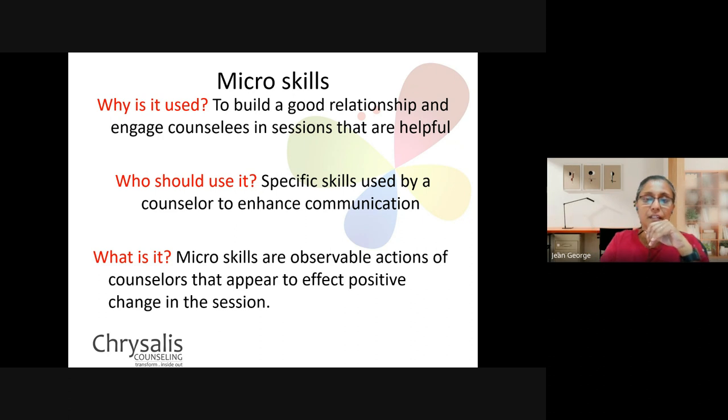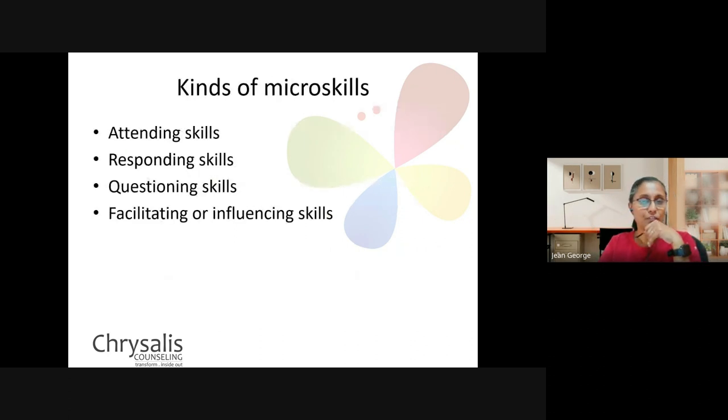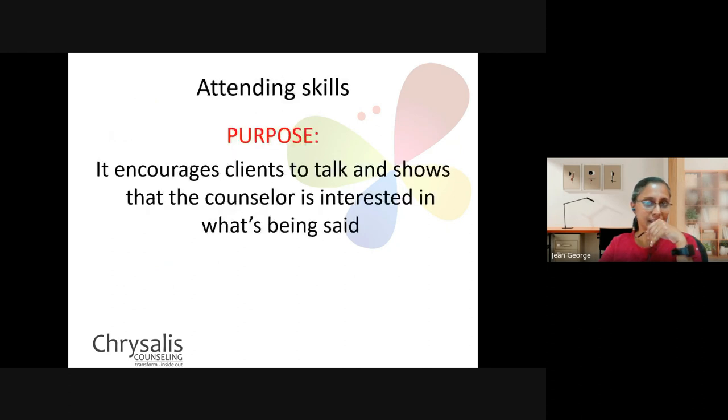All right. Now, I'll just give you a few of the micro skills, generally some of what we are going to be dealing with. There are a lot more, but what is sufficient for us to help us through the process of counseling, these I think would be sufficient, and we're going to be looking at these and a few more. So the skills of attending, responding skills, questioning skills, and influencing skills, okay? So today we are going to focus only on the attending skills.